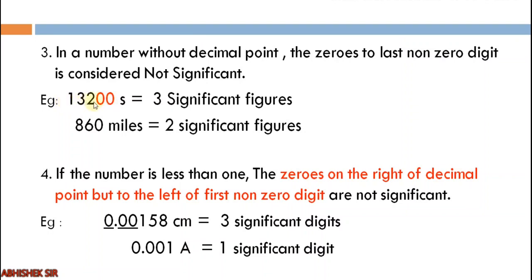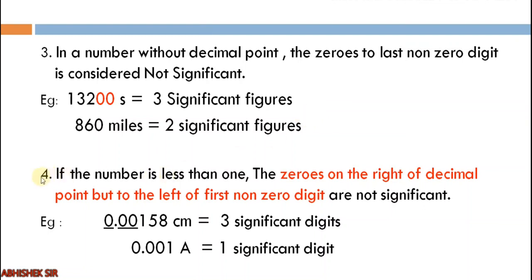First condition, it is a number without decimal point. Second condition, the zeros which are at the last, towards the right of the first non-zero digit, right? So the last two zeros will not be significant, so they will not be counted. So 1, 3 and 2, only three significant figures are there. Also in the next, 860 miles, again a number without decimal point. So the last zero will not be counted, only two significant figures. Clear? Okay. Moving on to the fourth one.